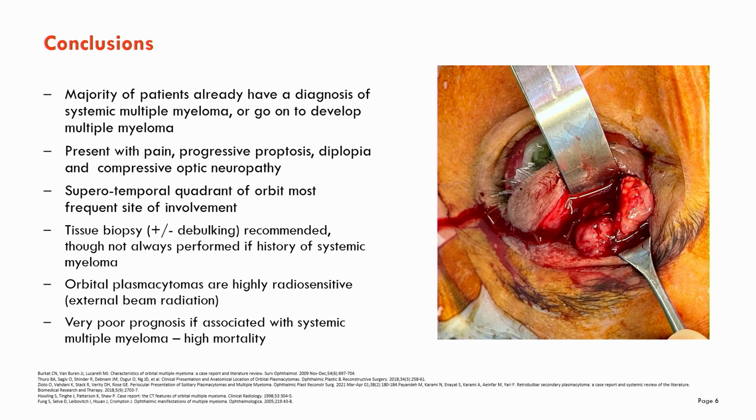I think one of the problems with that, if I could speak, is that we only see the patients who come to us. I think obviously with systemic myeloma, a lot of patients will get orbital disease, maybe asymptomatic and never present. So this will be a select group as well.